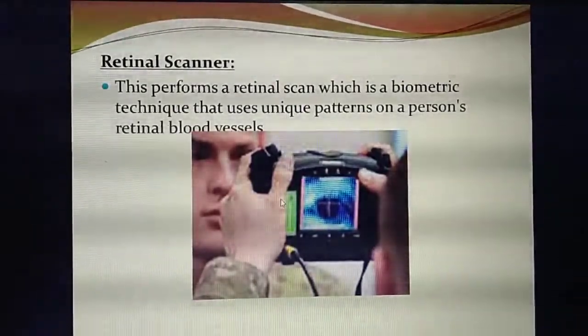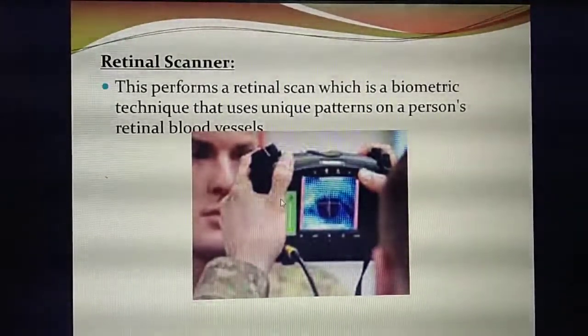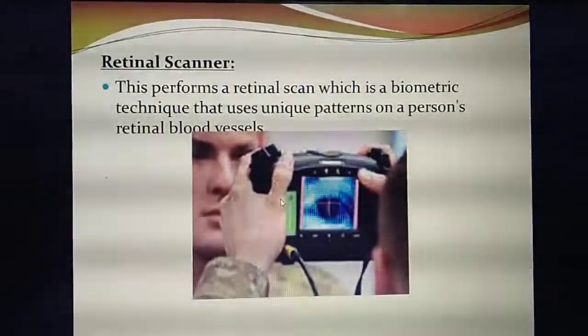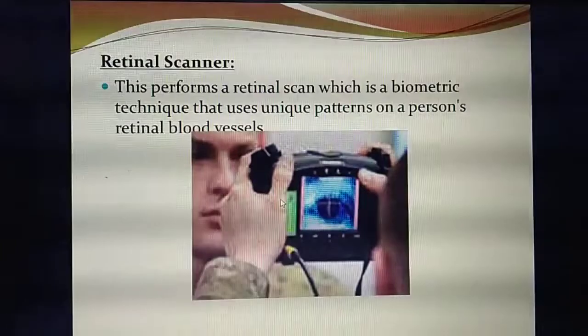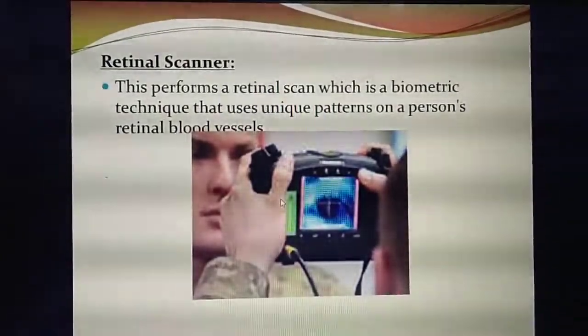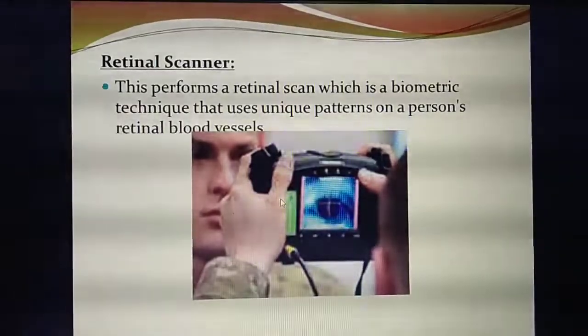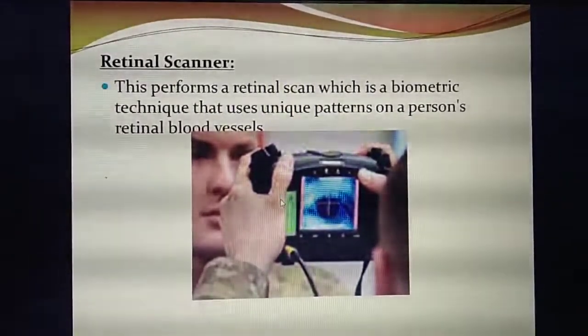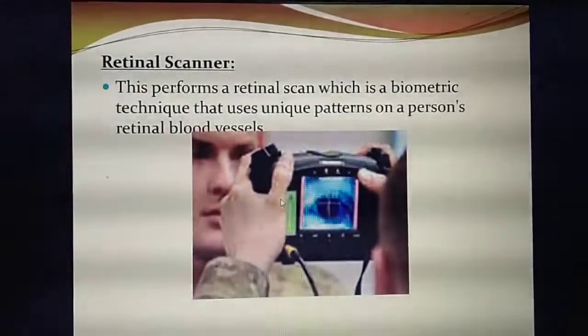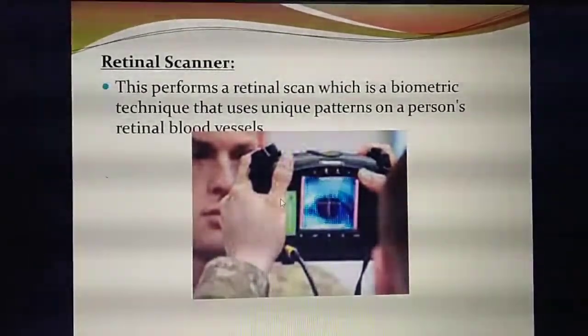The next input device is the retinal scanner. You have already seen this device. Do you remember where? All of you have Aadhaar cards, isn't it? For taking an Aadhaar card, what are the things they take? Fingerprints. We have already studied the fingerprint scanner, no? So fingerprints are taken.